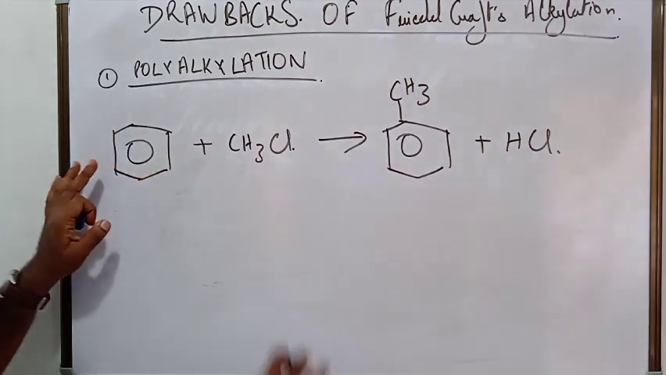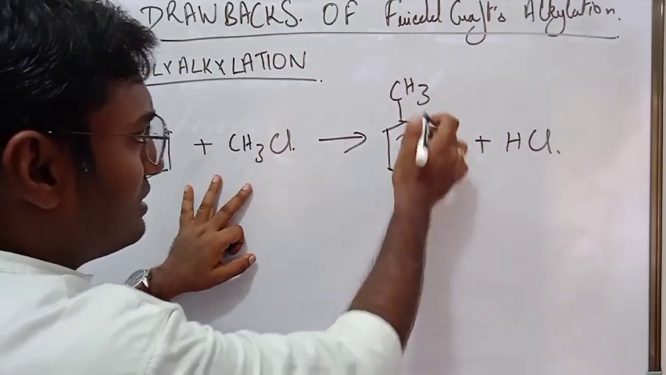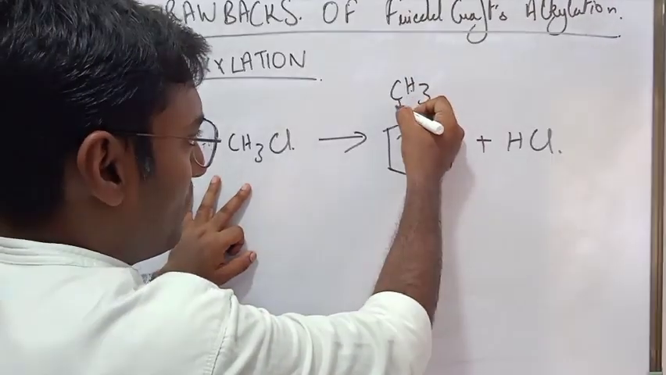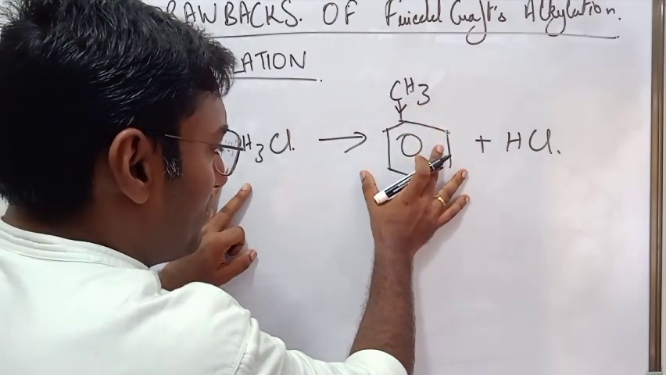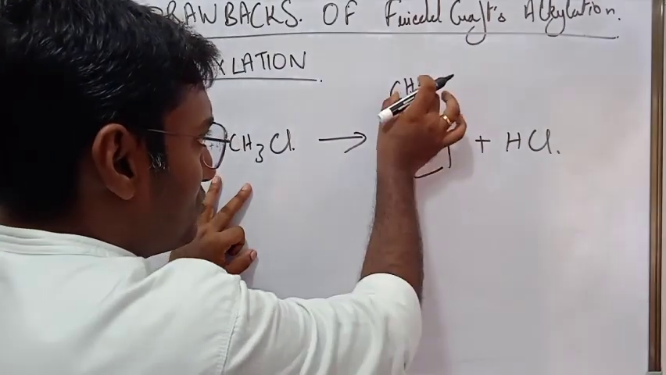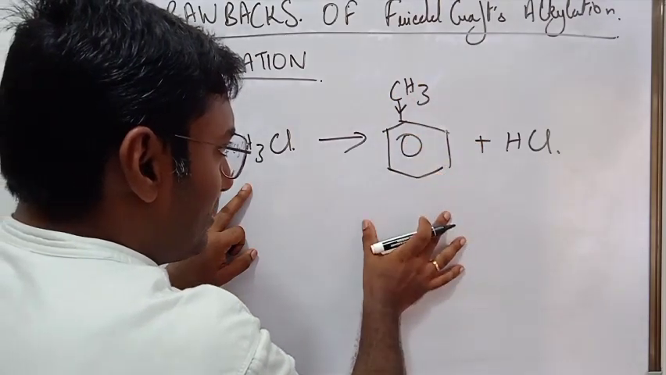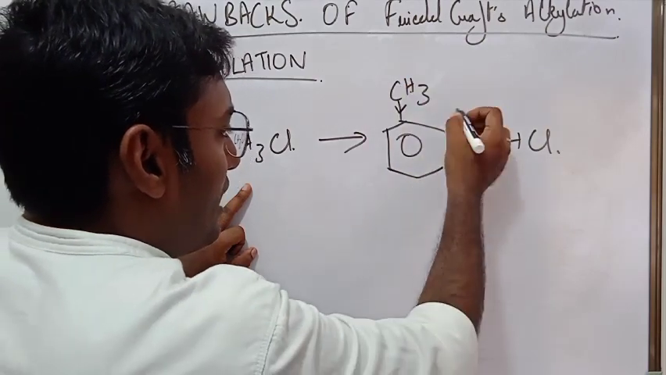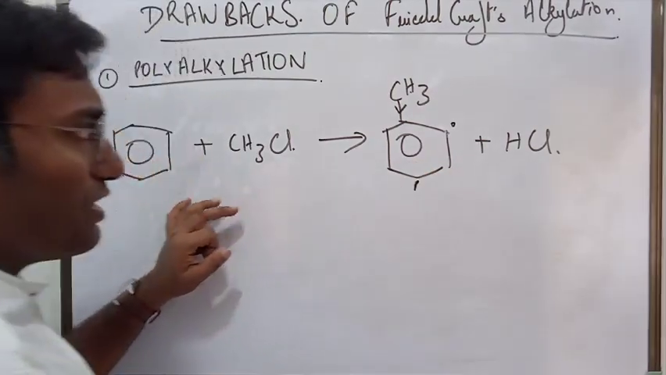Now, as you proceed with the reaction, you can see CH3. What is CH3? It is an electron pushing group, right? It will increase the electron density of the benzene ring. Also, CH3 is an ortho para director. That is, it will increase the electron density at the ortho and para positions.